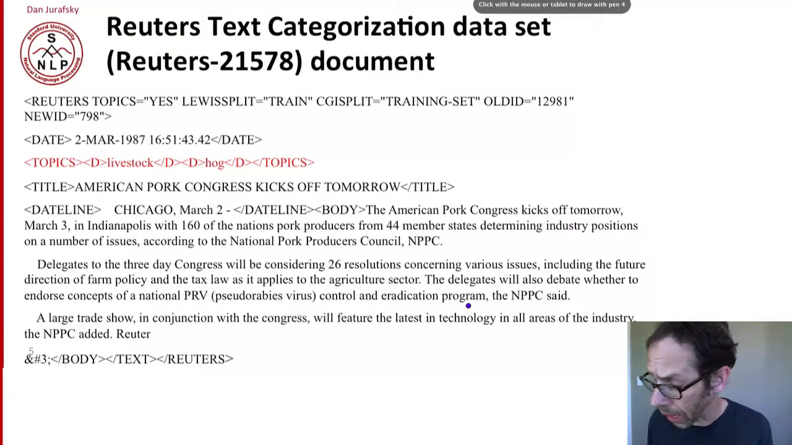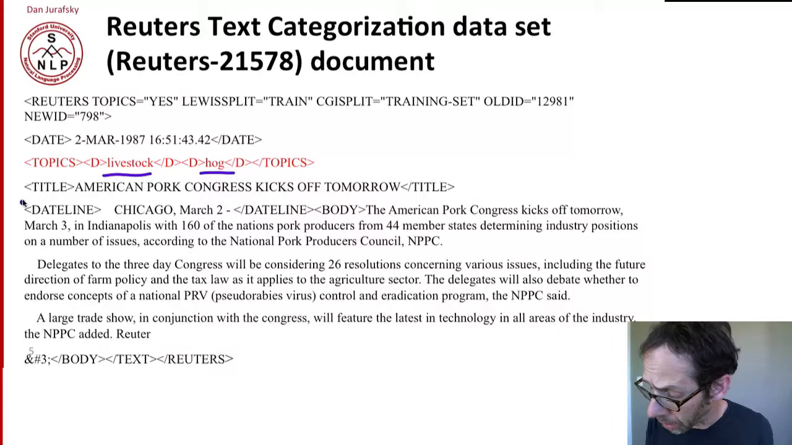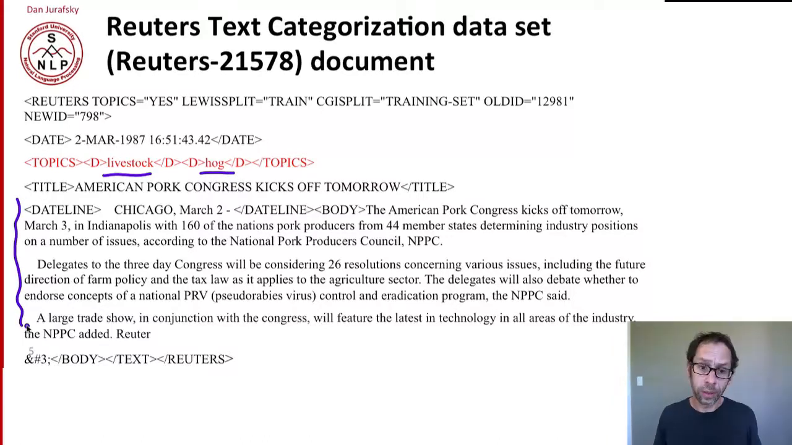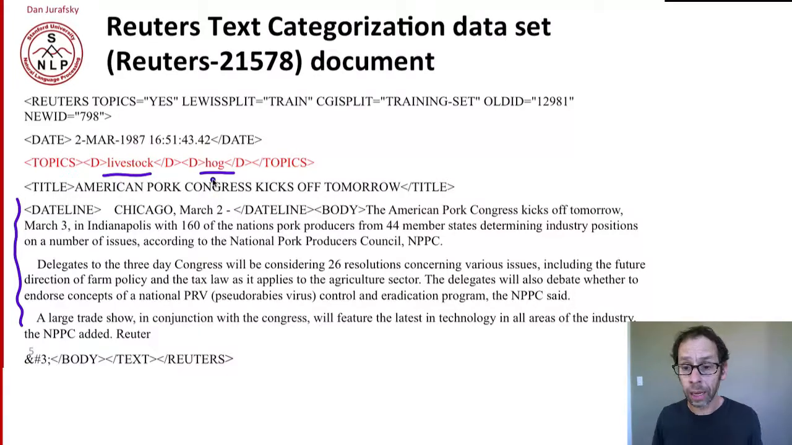Here's a sample Reuters document. You can see it's about livestock and about hogs, so it has two topics. And then here's the text. So our task is, given this text, to classify this document as about livestock and about hogs.